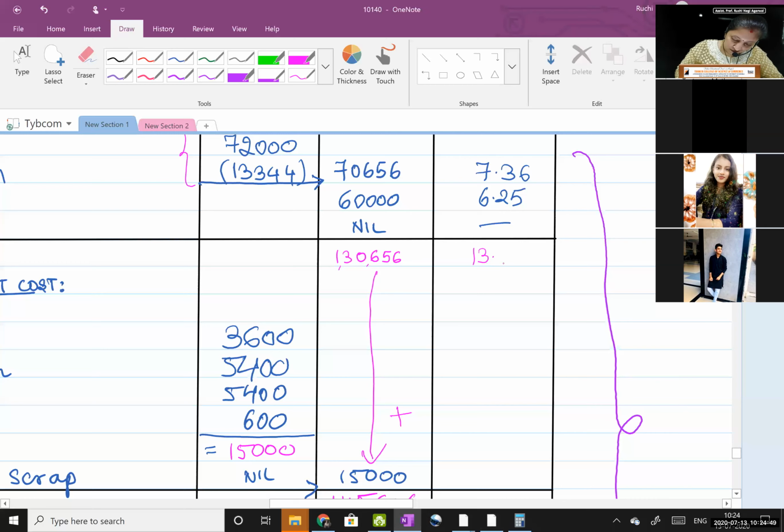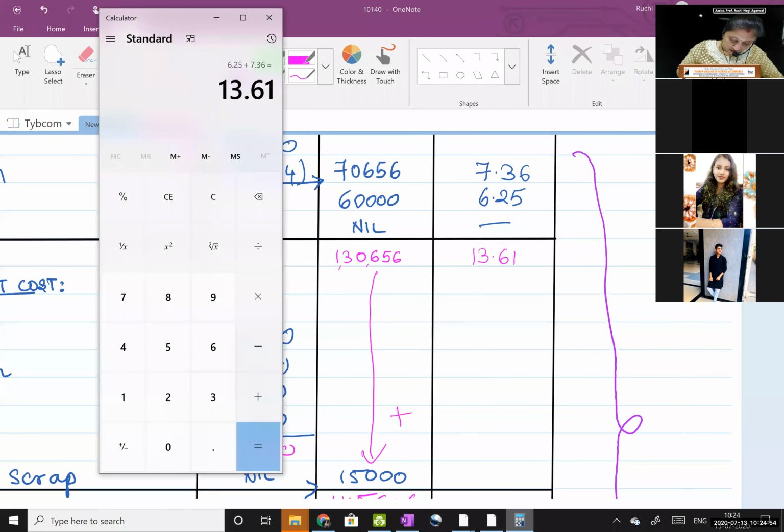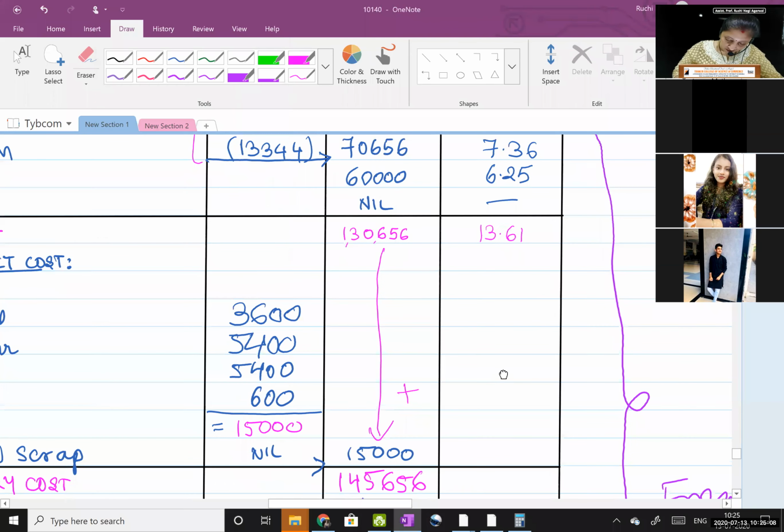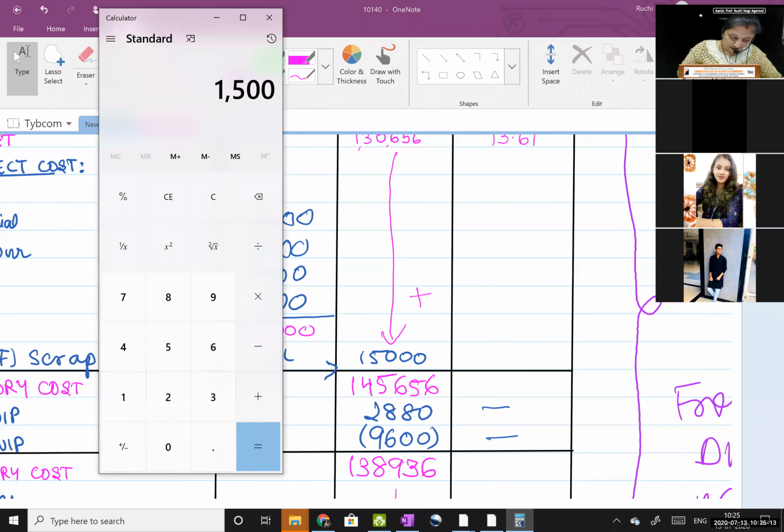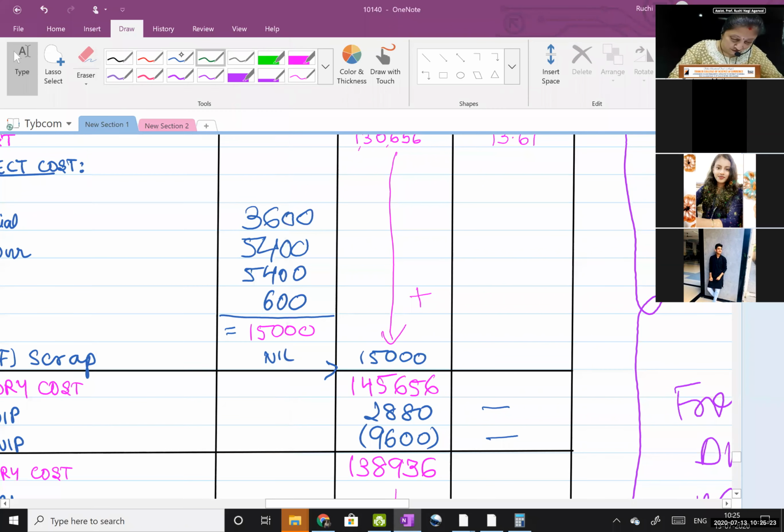13.61. Or you can double check your answer: 1,36,56 divided by 9,600. See, you get the same answer. Am I clear till here? Next, factory overheads. How much? 15,000. So 15,000 divided by 9,600 is 1.56. Go up to 2 decimals.